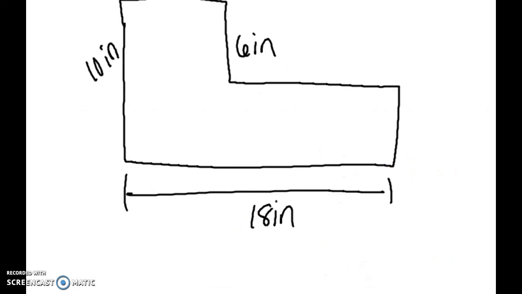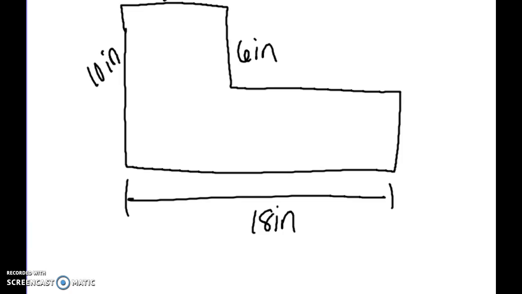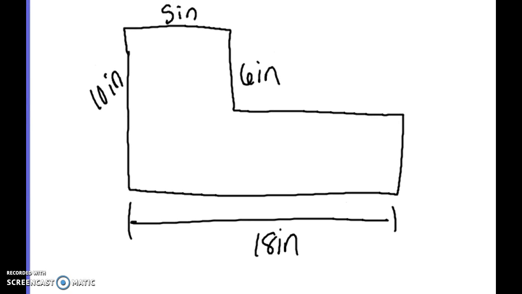The other one that we did yesterday, we had this composite figure where the top is 5 inches, the bottom is 18 inches. So 18 minus 5 leaves 13 inches. The biggest side is 10. Take away the 6, that leaves you with 4 inches.